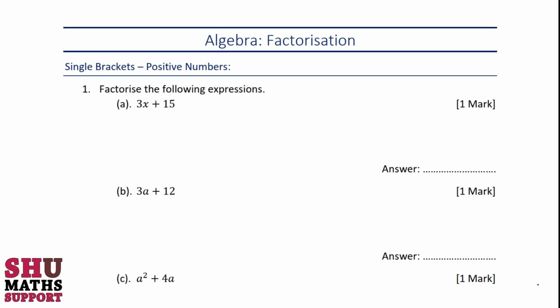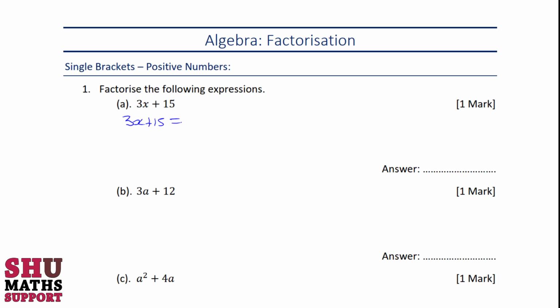So the first set of examples are just using positive numbers, and the first question asks us to factorise the following expressions. Now the first example we have is 3x plus 15. So I'm just going to write this underneath. So we have 3x plus 15. And I'm going to put an equal sign and just leave it there, and we'll fill that in later. So what we're asked to do is factorise this expression.